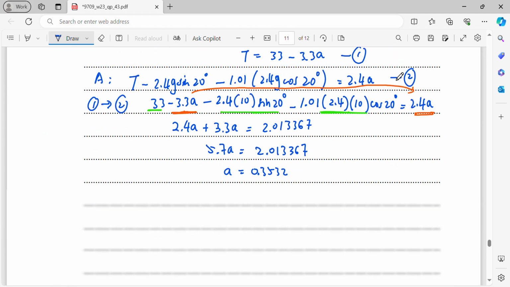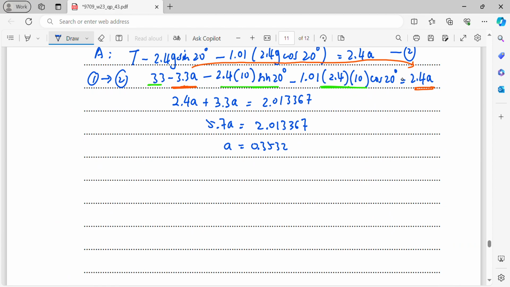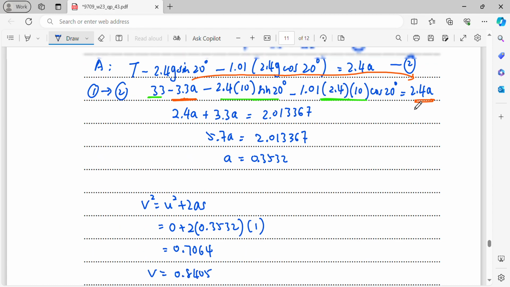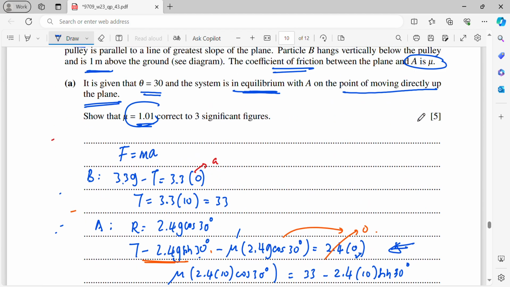So now what I need to do here is refer to V squared equals U squared plus 2AS. I just consider my A or B, up to you. Here U is 0 because initially it is 0, plus 2 times my A, which is 0.3532. Then S is 1 meter. Now you will be getting 0.7064. So V is basically 0.8405. This V is the V when B hits the ground.